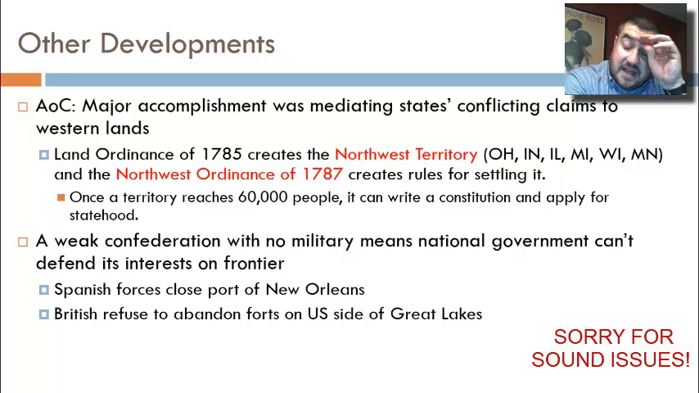So the Spanish go ahead and close the port of New Orleans to prevent Americans from going west. And the British refused to abandon forts on the U.S. side of the Great Lakes, which they had promised to do.